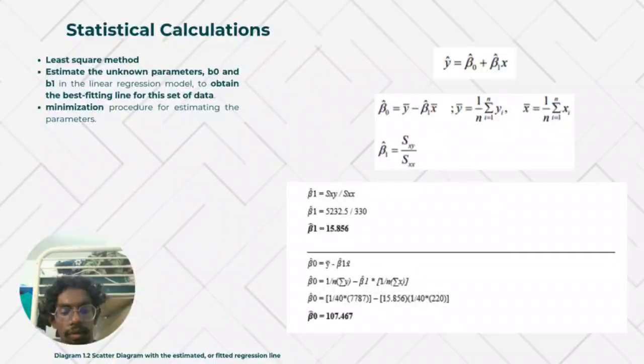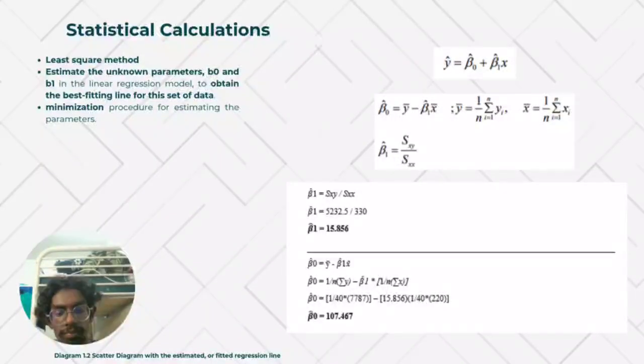Next, to obtain the value of beta null, we subtracted the value of beta 1 multiplied by the average of X from the average of Y. So now, we already have the values for beta null and beta 1.